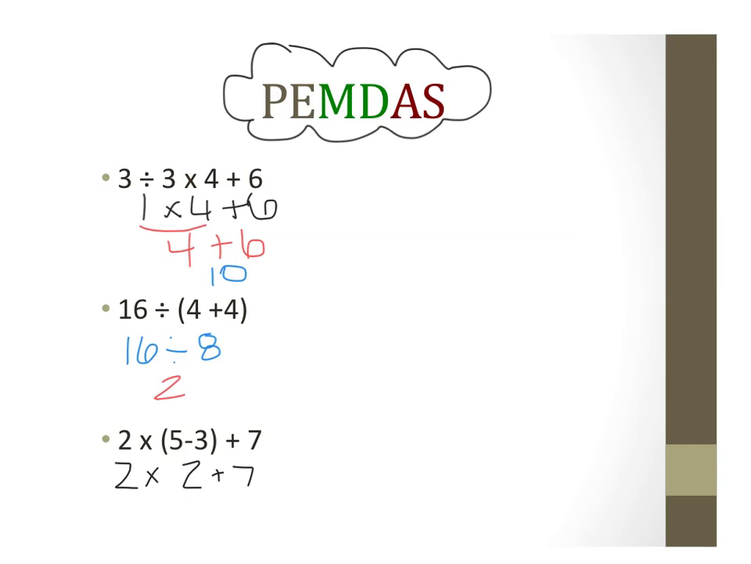Are there any exponents? No. Multiplication or division? Yes, we have multiplication. 2 times 2 is 4, so I'm going to write the value. And then I still have plus 7. And finally, 4 plus 7, write it over here, has a value of 11. So the value of that numerical expression is 11. Are you catching on yet?